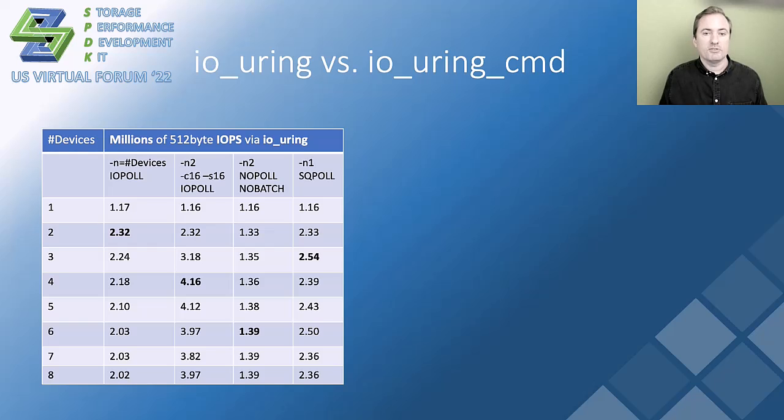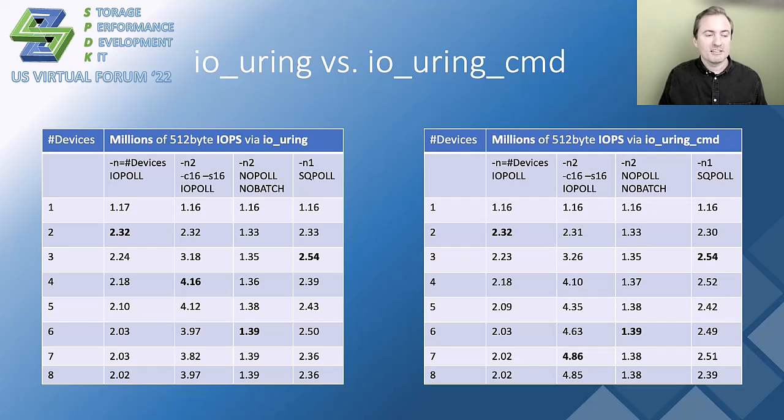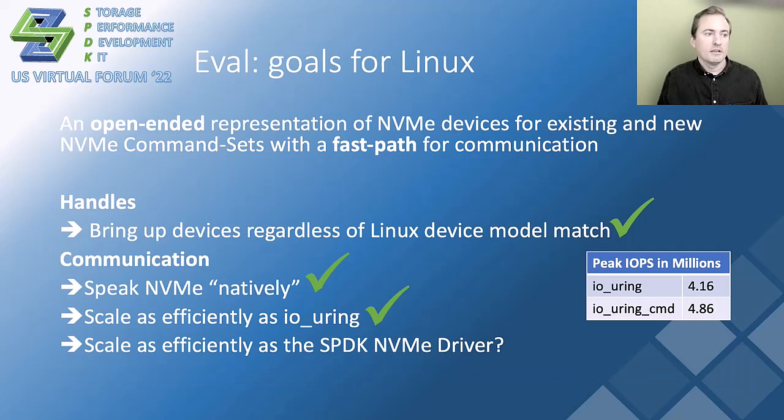So how does this compare to our uring command, or how does our uring command compare to this? Well, our uring command actually performs better. So in the best case, we hit 4.86 million IOPS, and otherwise behave along the same trends as the regular io_uring. So in terms of evaluating the goals for Linux, we can check off these boxes. We have the handles, we can speak NVMe natively, and it scales as efficiently as io_uring.